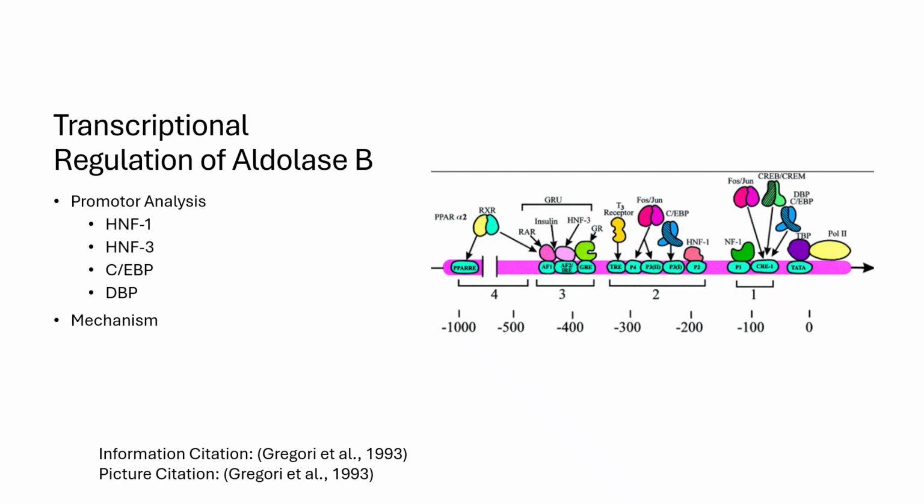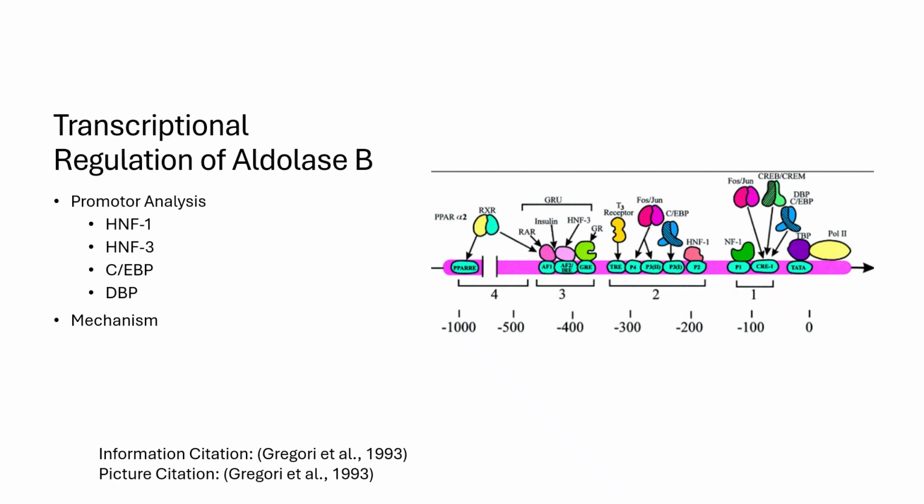Aldolase transcription is a precisely controlled system that is controlled by a network of transcription factors responding to both internal and external cues, ensuring that energy metabolism in the liver is regulated at all times.